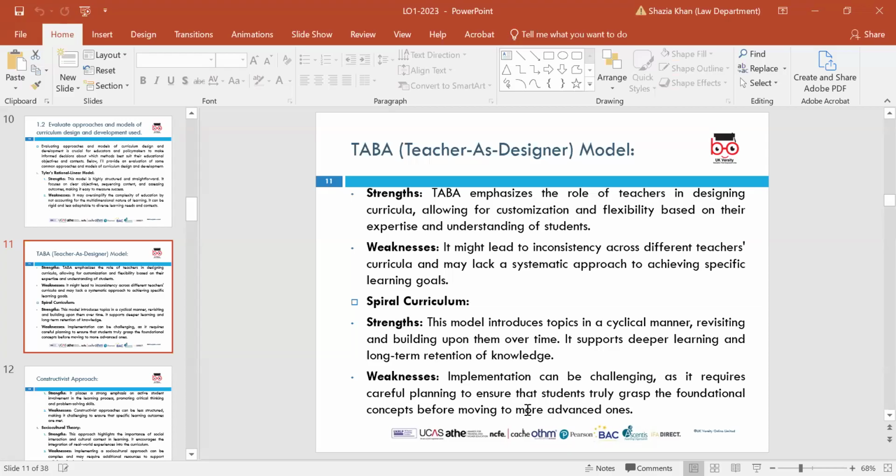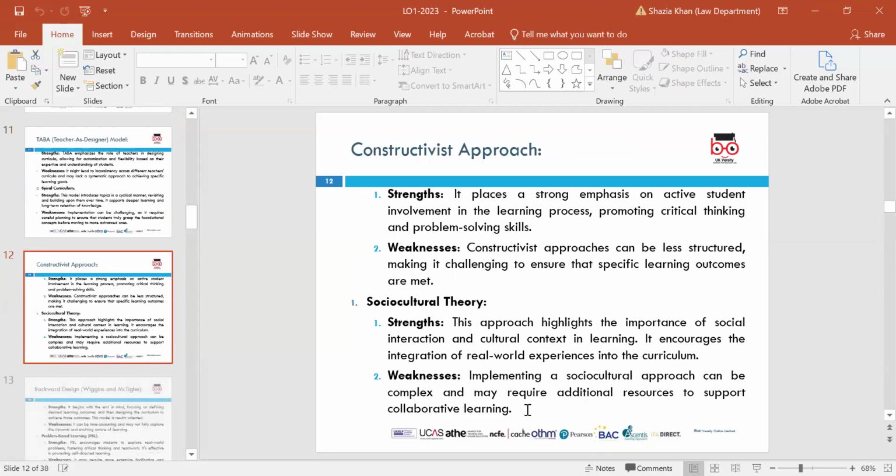may lack a systematic approach to achieving specific learning goals. The spiral curriculum model introduces topics in a cyclic manner, revisiting and building upon them over time, and it supports learning and long-term retention of knowledge. Weaknesses: its implementation can be challenging as it requires careful planning to ensure that students truly grasp the foundational concepts.